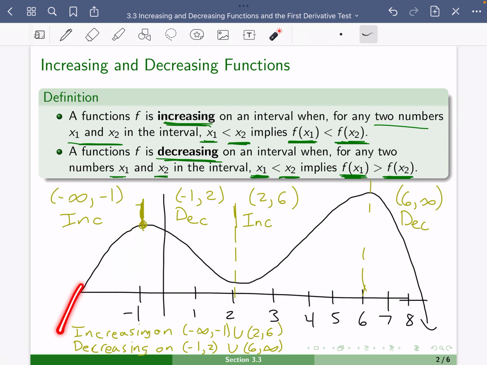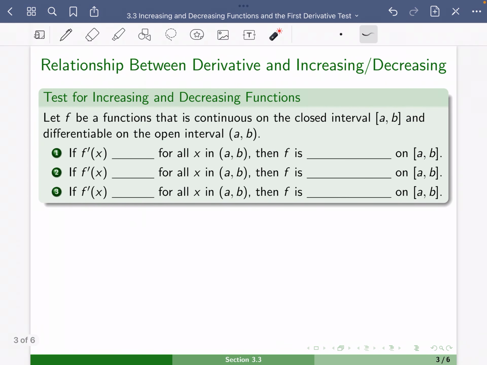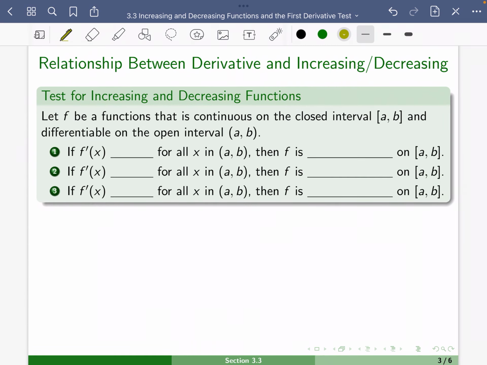In fact, everywhere where it's increasing, your slopes are all going to be positive. Over here, where it was increasing, we have slopes that are all positive. They're all moving up as we go from left to right. And so this relationship between a function and its derivative is pretty interesting. Whenever the derivative is greater than 0, so let me back up.